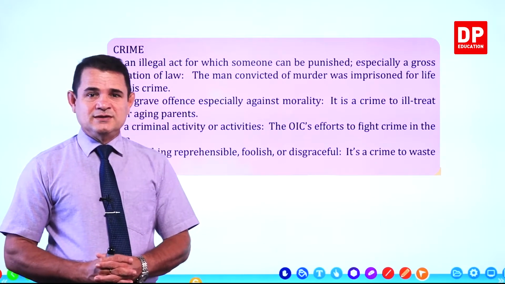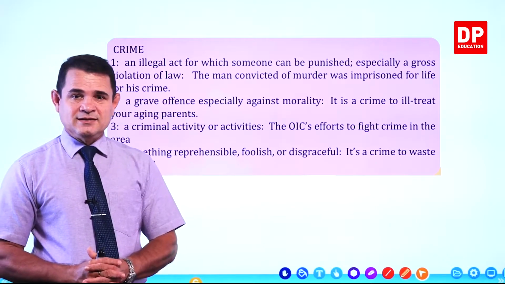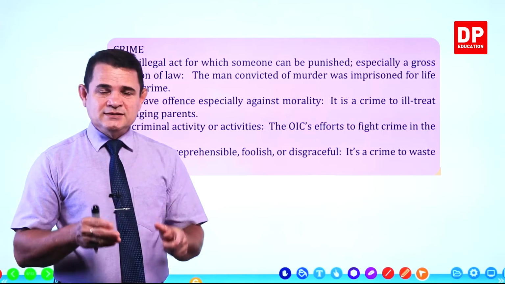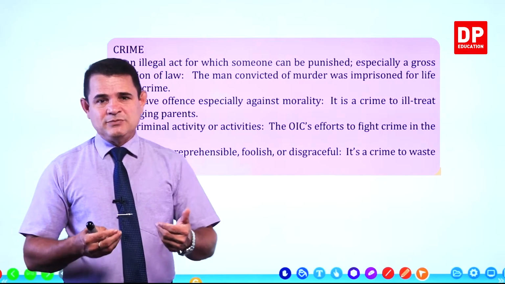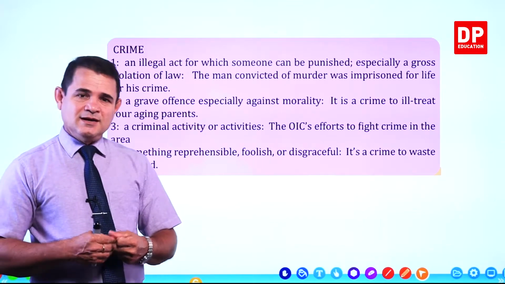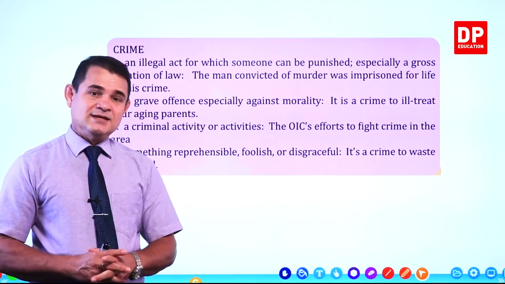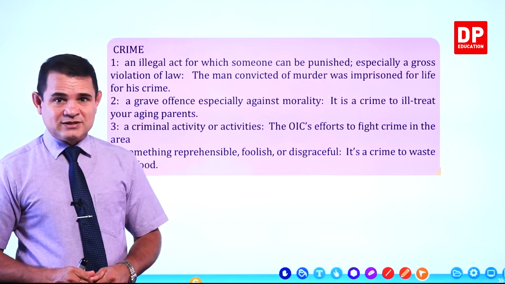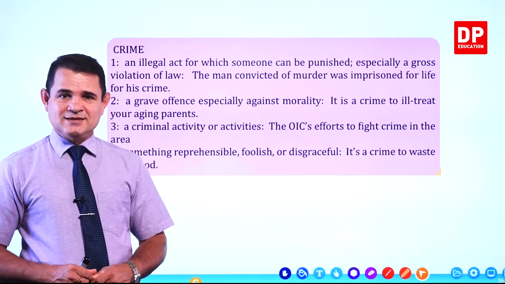If you are just wasting something that you can consume, just throwing it away, that is also a crime. But you never thought of it, did you?